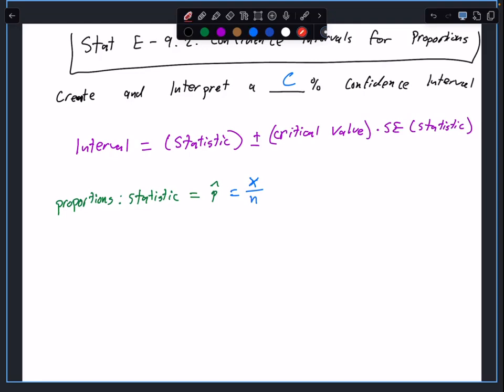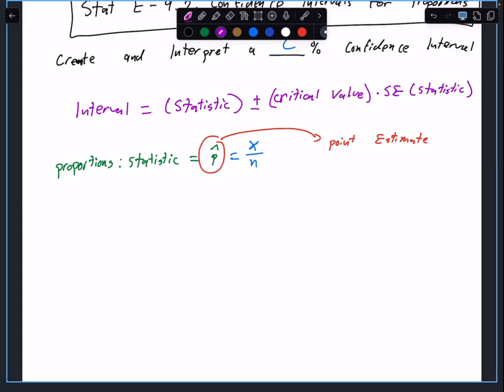Something else that I wanted you to note is that we also refer to this as a point estimate. That's mostly vocabulary terminology. The statistic is our point estimate. It is one individual value that we are using to estimate what the population is going to look like.